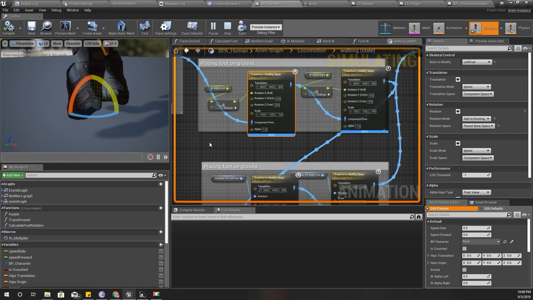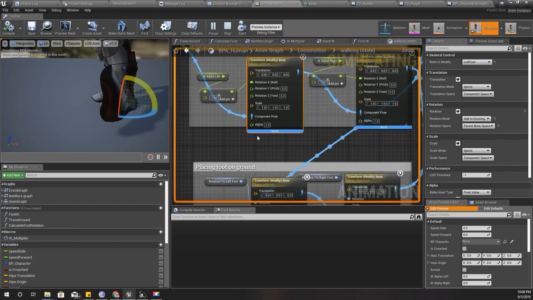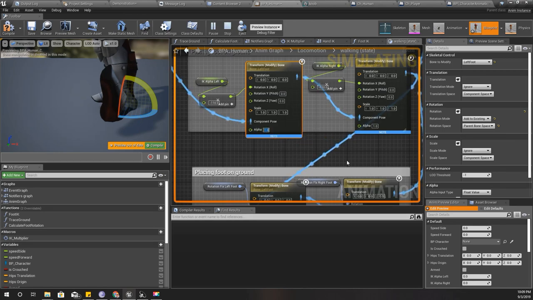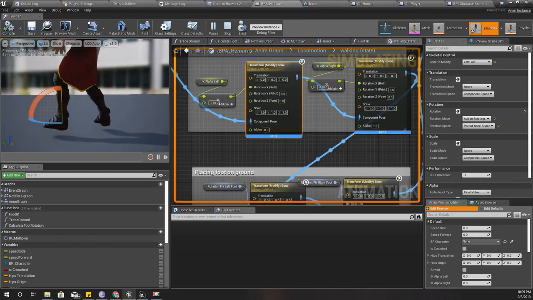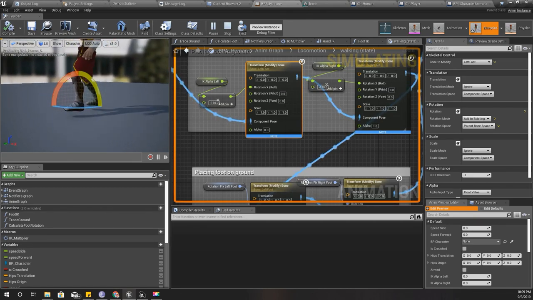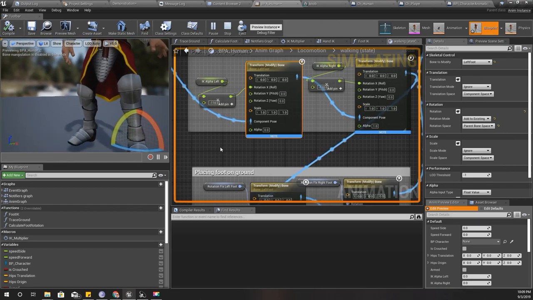Right. So first, I need to figure out what is the node that is causing this. I think it's, is it rotation? Shall we try making this zero? No, it's not the rotation, so I'll keep it as one. Now what about this one? Okay, so that's the node which rotates my leg in an awkward way. But why does it happen? Well, I'm not sure. That's what we are about to find out.